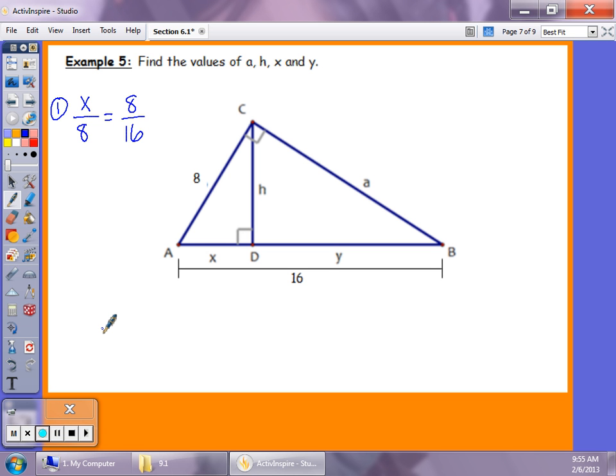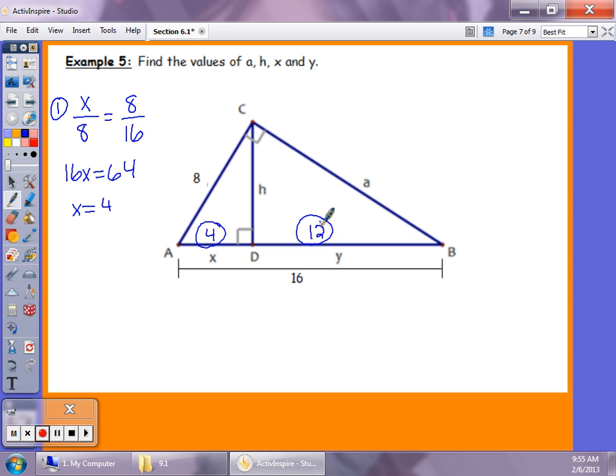So if we cross multiply, we're going to get 16x equals 64. And when you divide 64 by 16, we're going to get x equals 4. So if we recap, remember that from the previous triangle, the proportion was x over 8 represents short side of the small triangle over its hypotenuse, and 8 over 16 represents the short side of the large triangle over its hypotenuse. So if x is 4, we can easily find y. So 16 minus 4 tells us that y is equal to 12.